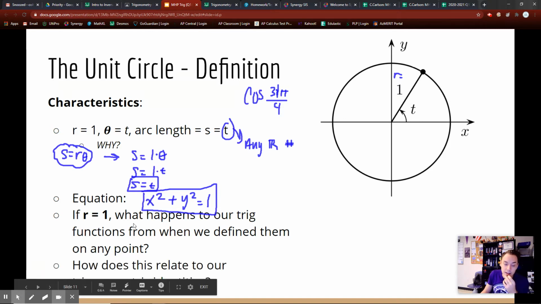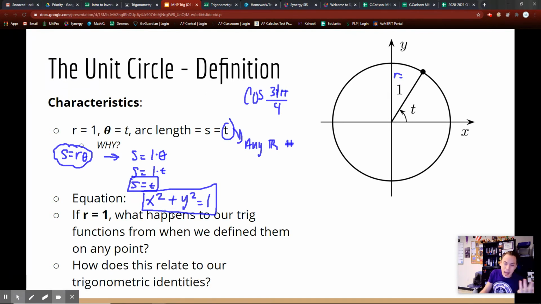Okay? Now here's a question. What happens to our trig functions when we define them on any point? And how does this relate to our trigonometric identities? Here's the question. And I kind of already explained it to you. So boom, I have that.